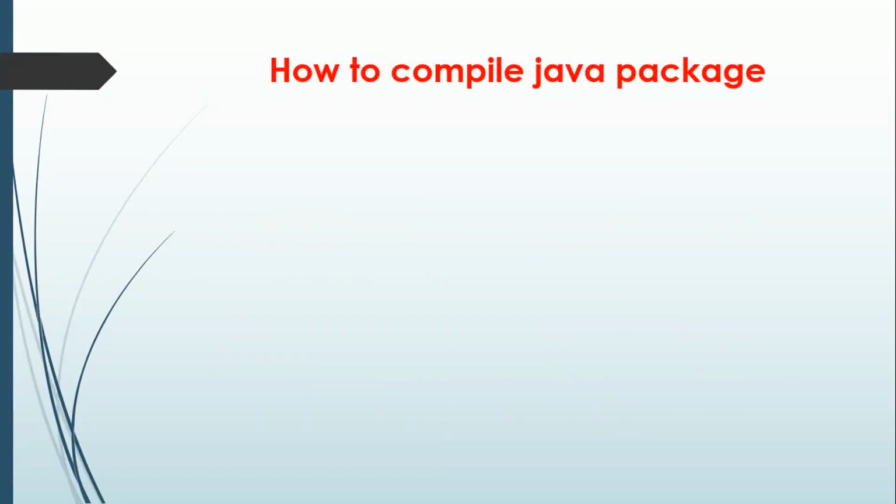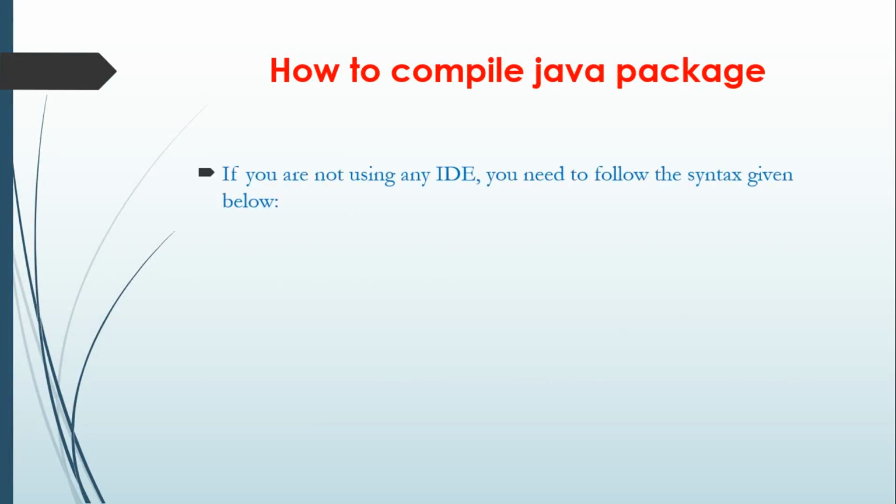Next is how to compile a Java program with packages. In the case of an IDE, it runs the program and all the operations are already done by the IDE. But when we are not using any IDE, then we have to follow the following syntax. First is javac -d, then the directory, and then the Java file name. Here directory means the location where we have to save our program. For example, if we want to save this program in mypackages, then I have to write javac -d mypackages and then our Java file name.